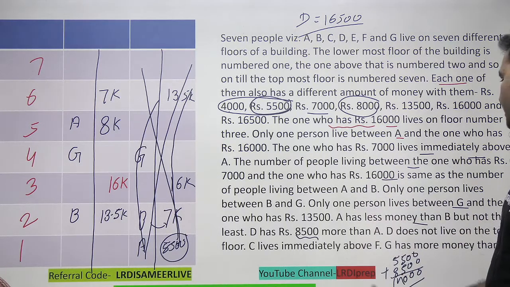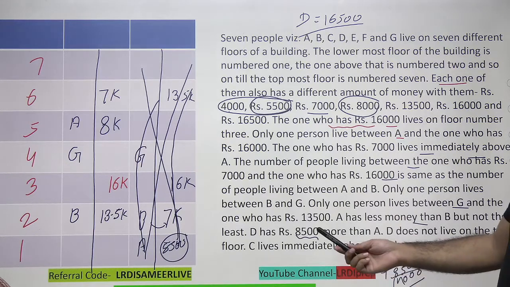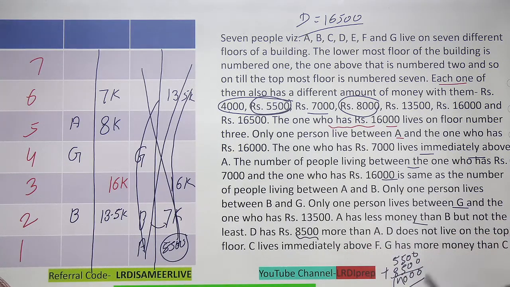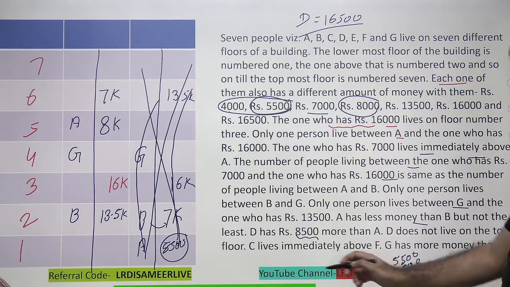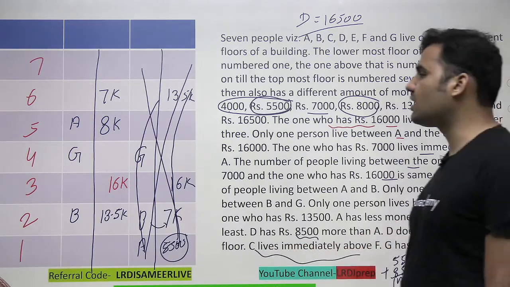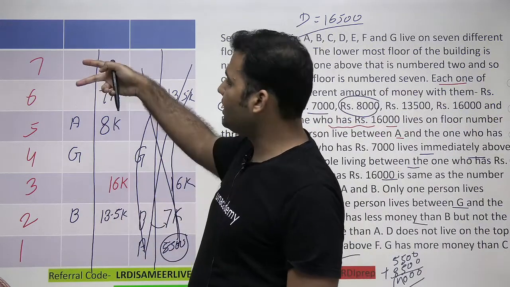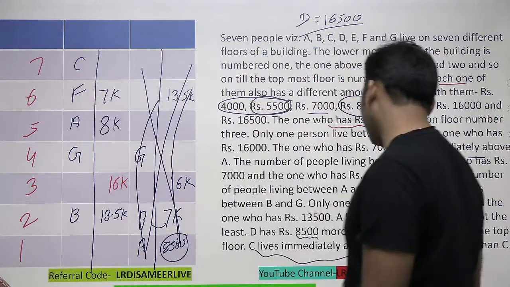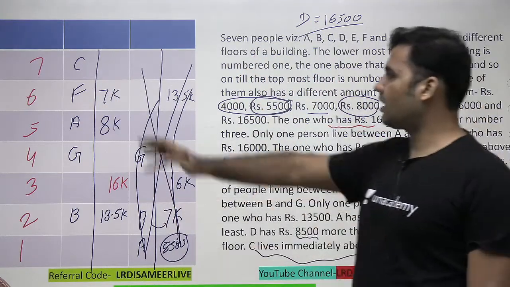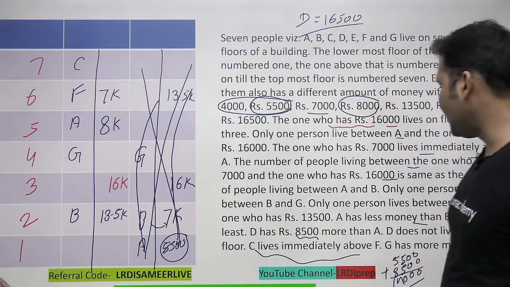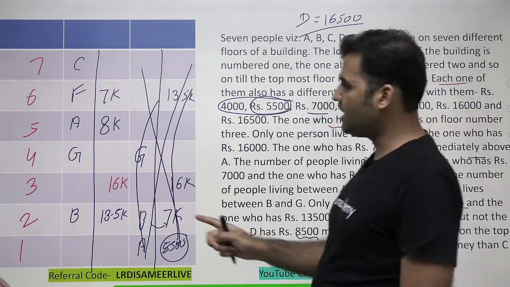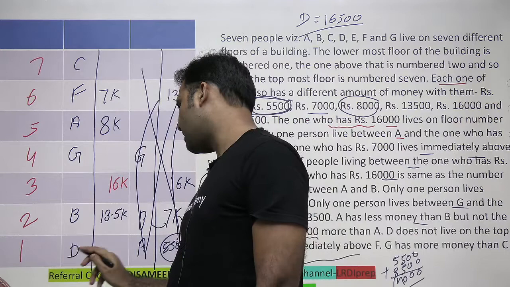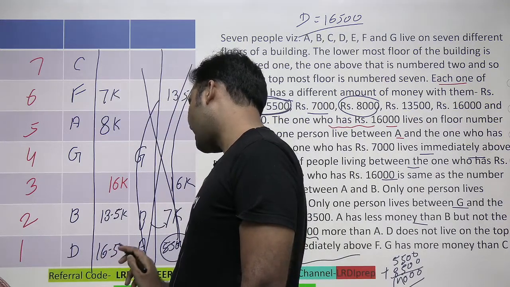Now, what else do we have in this case? A has less money than B, but not the least. Yes. D has 8,500 more than A. D does not live on the top floor. C lives immediately above F. Now, if I have to use this information, there are only two spaces left over here. C lives on a floor immediately above F, so C has to be here, F has to be here. And because D is earning 16,500, D cannot come here. So D will be coming over here, earning 16,500 rupees.